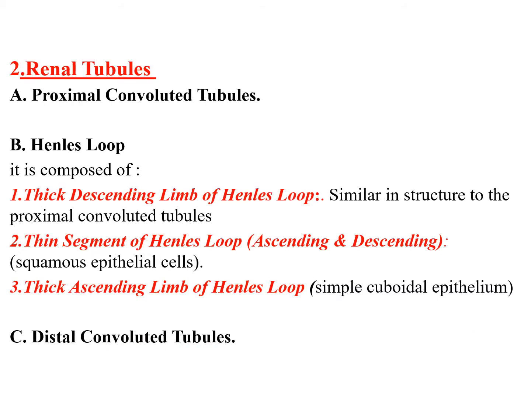The renal tubules: we have three tubules. A, the proximal convoluted tubule. B, Henle's loop, which is composed of: number 1, the thick descending limb of Henle's loop, similar in structure to the proximal convoluted tubule; number 2, the thin segments of Henle's loop, ascending and descending, lined by squamous epithelial cells; and number 3, the thick ascending limb of Henle's loop, which is lined by simple cuboidal epithelium. And at last, we have the distal convoluted tubule.